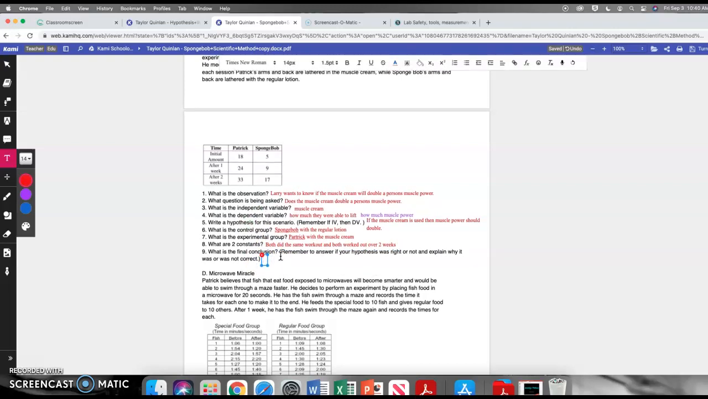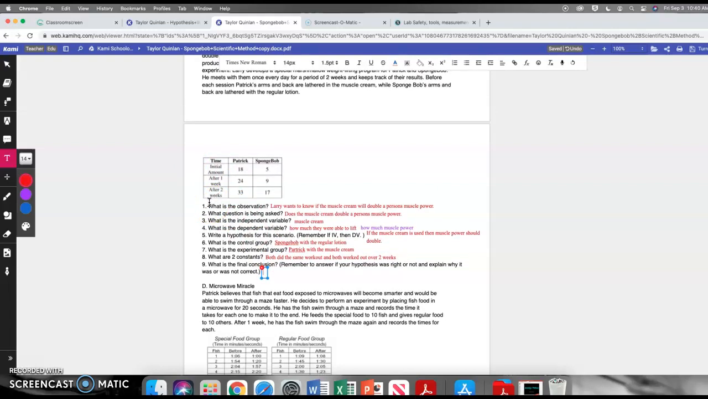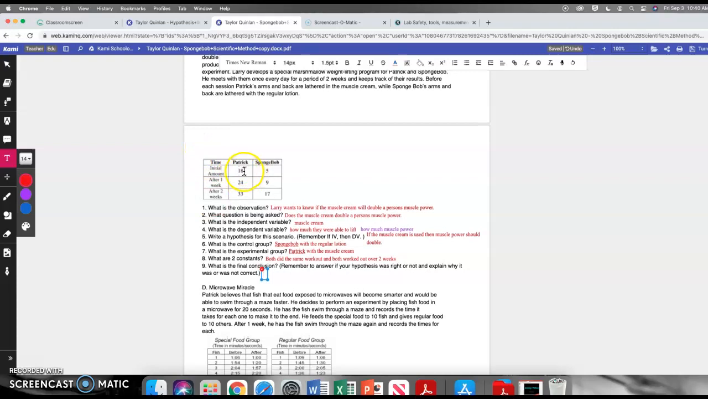Our final conclusion, well, we're going to have to go to our data table and see. It said that it doubles the amount. So we have 18, then 24. Well, 24 is not double 18. And we have 33, which is not double 18 either. So our hypothesis was incorrect. The muscle cream did not double muscle power. Now, if our hypothesis said that the muscle cream increased muscle power, then it would be correct. But we're being as specific as possible, so we have to say the muscle cream did not work because it did not double muscle power.